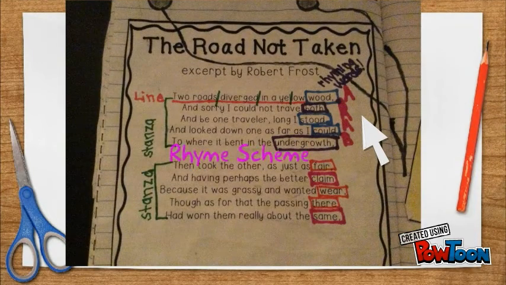With your rhyme scheme, you start out with A. And every word that rhymes with the first word, would, is going to be labeled A. Would, stood, could. Both is going to be labeled B, and undergrowth would too.